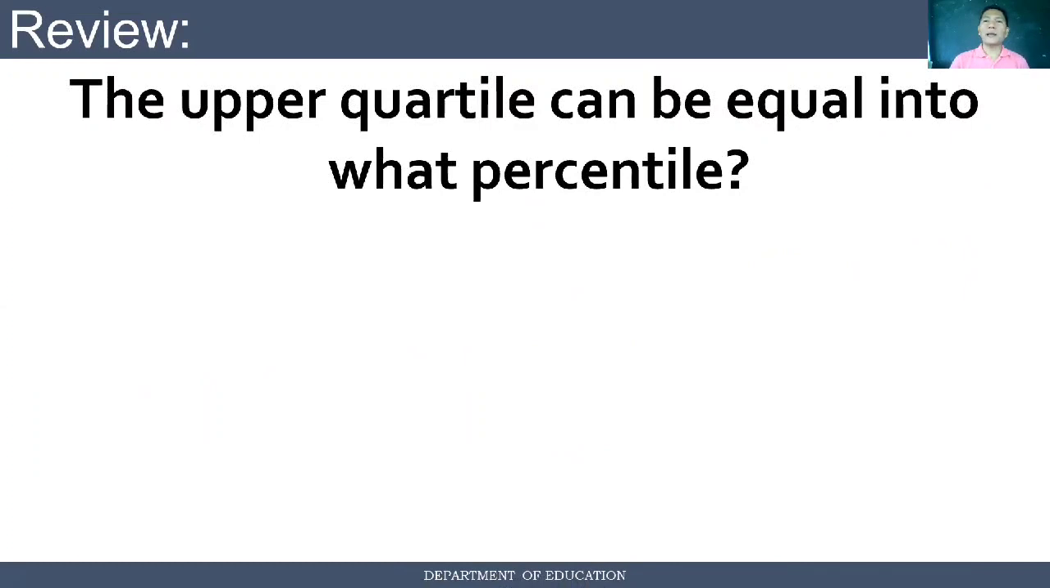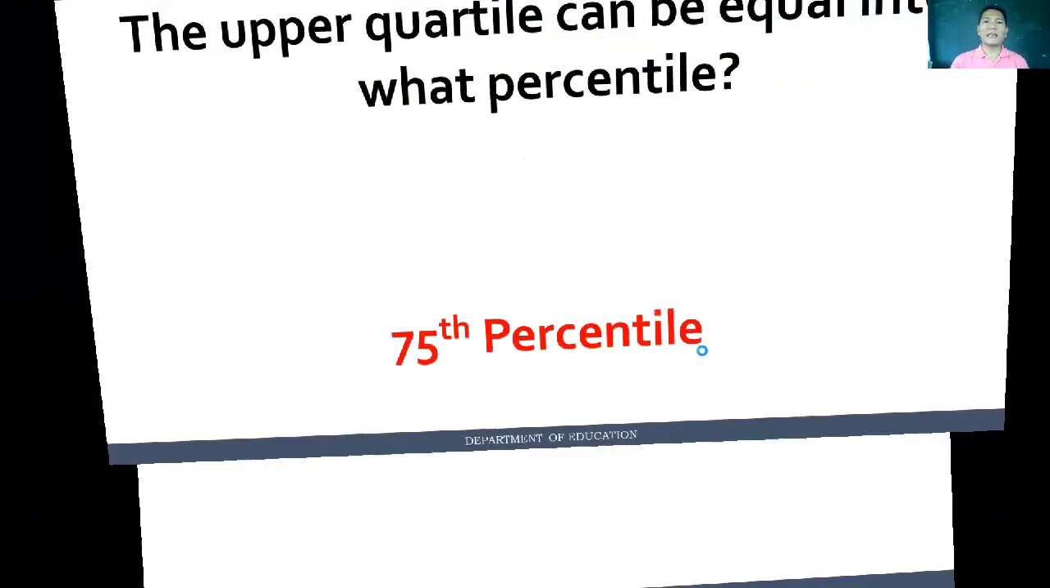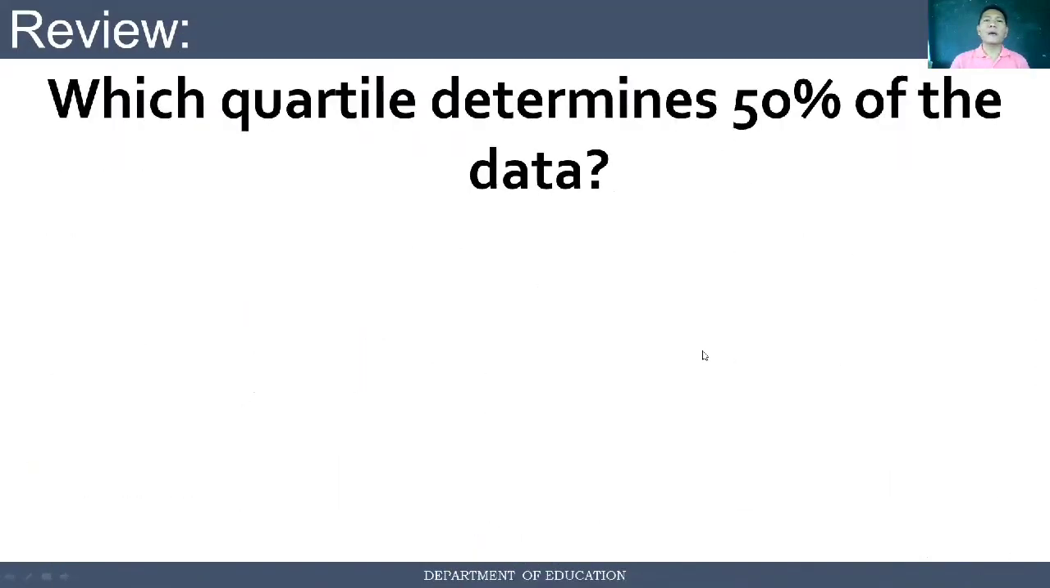Next, the upper quartile can be equal to what percentile? Go. That is 75th percentile. And lastly, which quartile determines 50% of the data? And what is your answer? That is the second quartile.